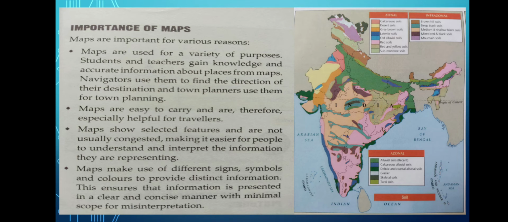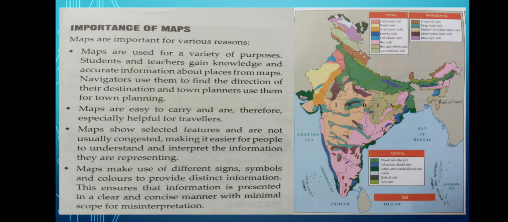Finally, maps can easily show changes through time by comparing the past and present maps of an area. We can easily find out the changes which have occurred in an area in terms of political boundaries, natural resources and population. So all this information we get from maps. So this is the importance of maps.